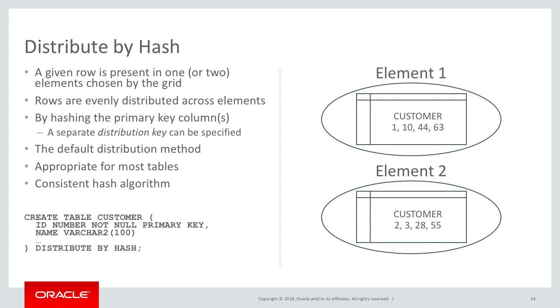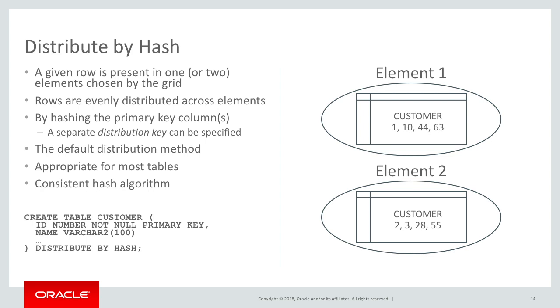Probably the most commonly used distribution method for tables in a TimesTen grid is distribute by hash. And in fact, it is the default distribution method if the user doesn't specify one. In a hash-distributed table, a given row is present in 1 or 2 elements chosen by the grid.